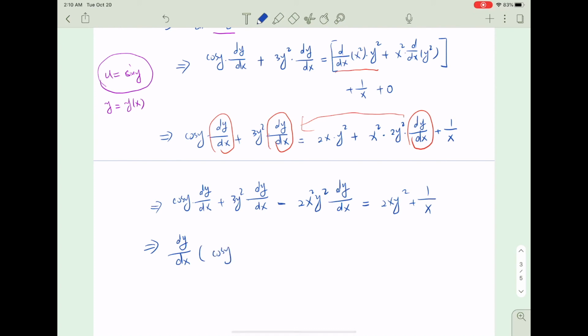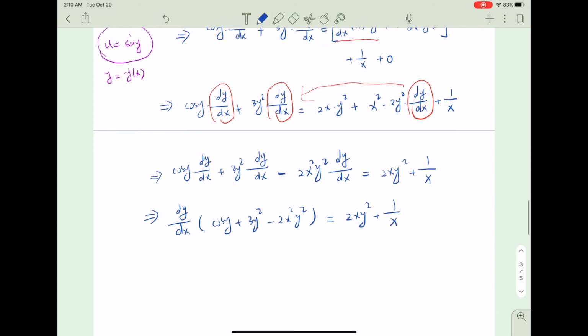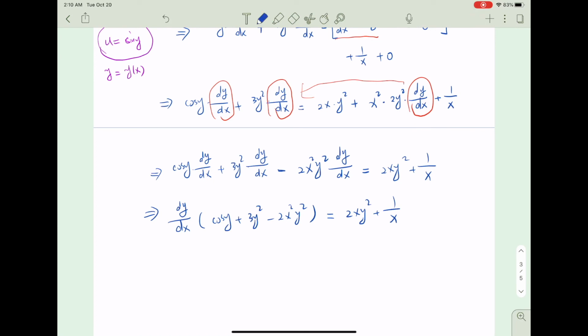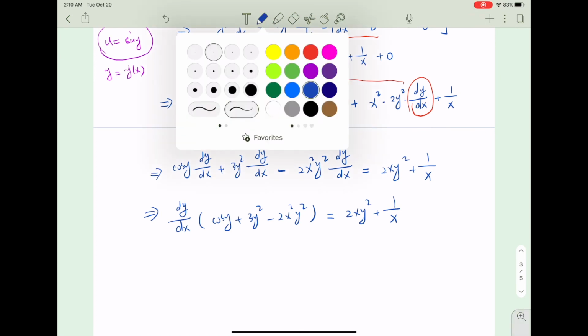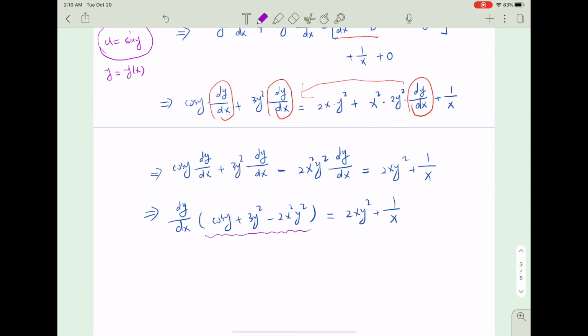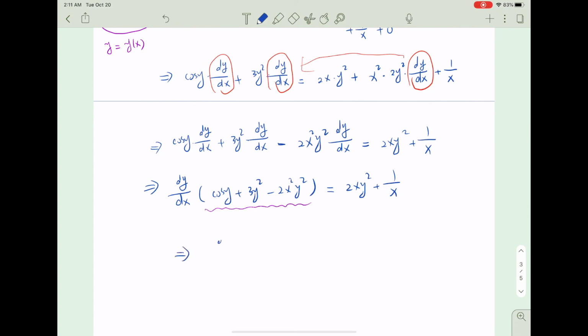So cos y plus 3y squared minus 2x squared y squared, in brackets, equal to 2xy squared plus 1 over x, right? I can divide both sides by this so that I can solve for dy/dx. So do that. dy/dx is equal to 2xy squared plus 1 over x, over cos y plus 3y squared minus 2x squared y squared.